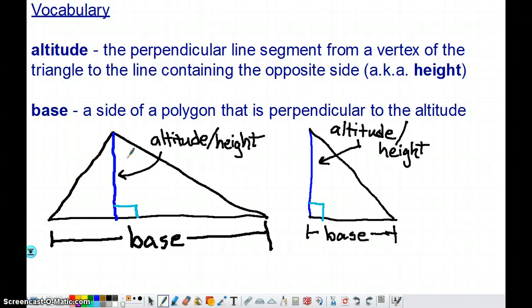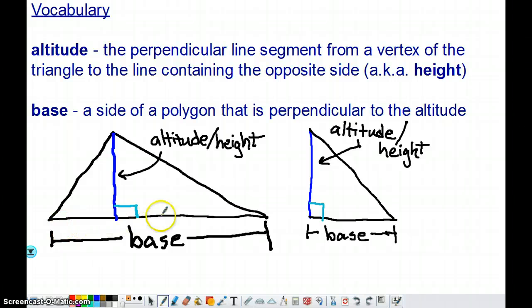Another word for altitude is height. So as you can see, we can also call the altitude the height. And in the diagram here, we see on this triangle, the altitude or height is drawn in the center of the triangle, or not the direct center, but somewhere in the middle there. And on this one, the altitude or height is an actual side of the triangle.